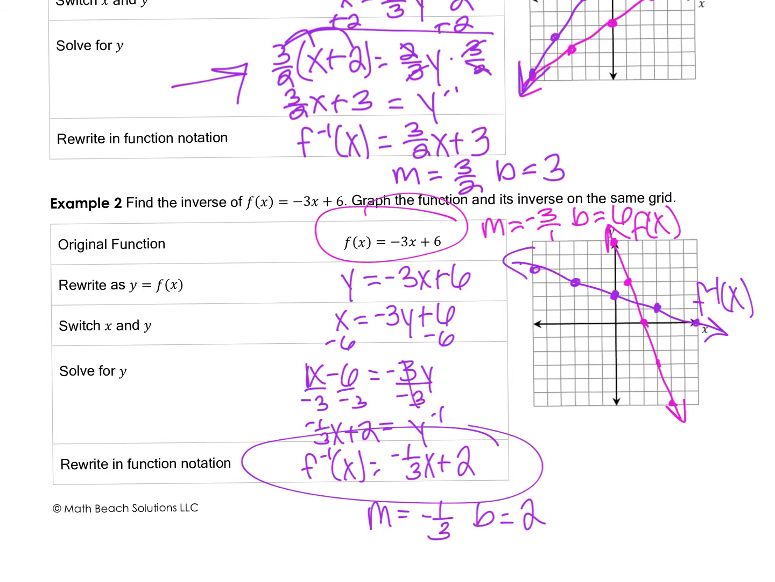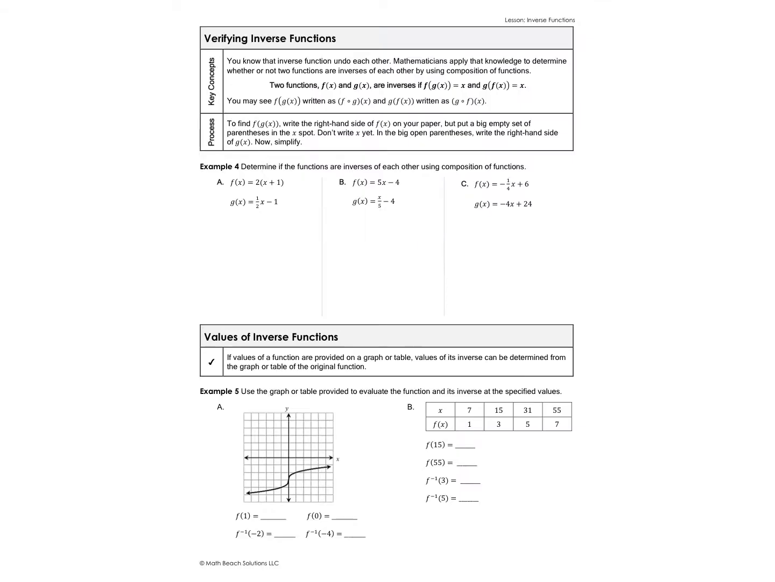Okay, so we're finding our inverse function algebraically, and then we're graphing both of them on the same grid. Let's look at the back.